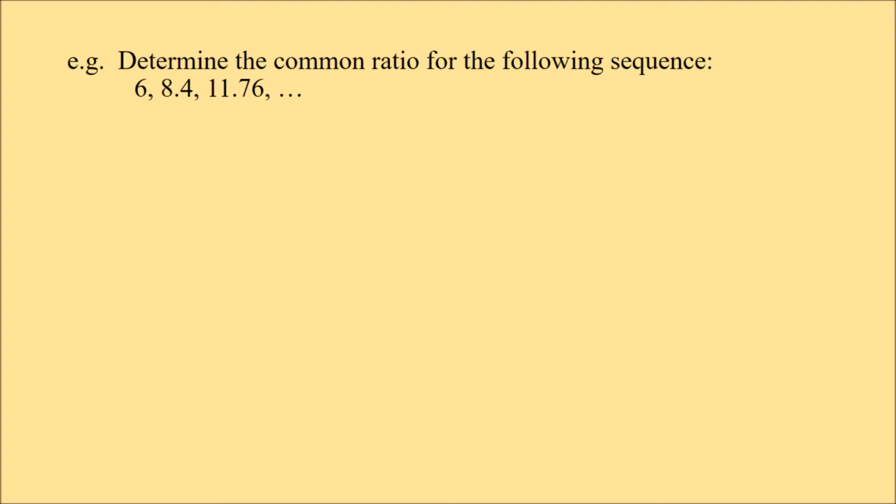Little different example. This time our sequence goes 6, 8.4, 11.76, and we're asked to find the common ratio. In other words, 6 times what value equals 8.4? Well, we could use division to determine that. So to get the value of r, take any term and divide it by its predecessor. 8.4 divided by 6 is 1.4.